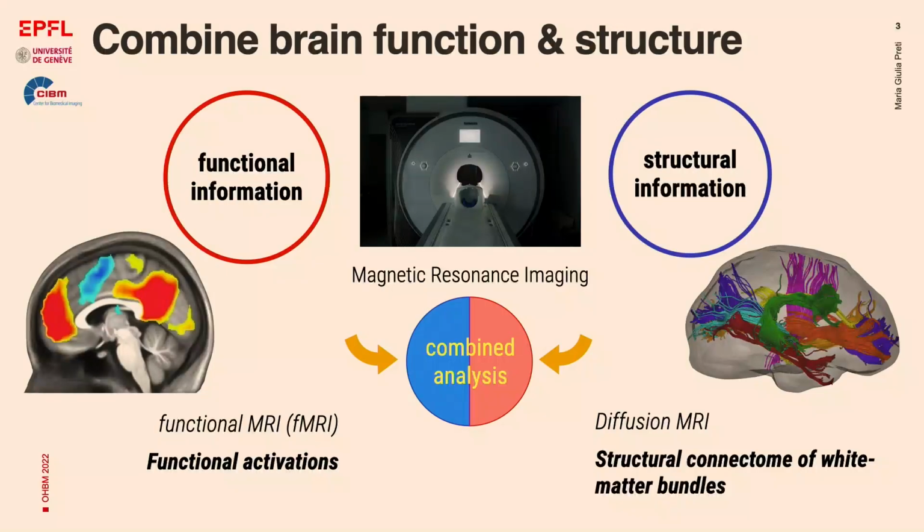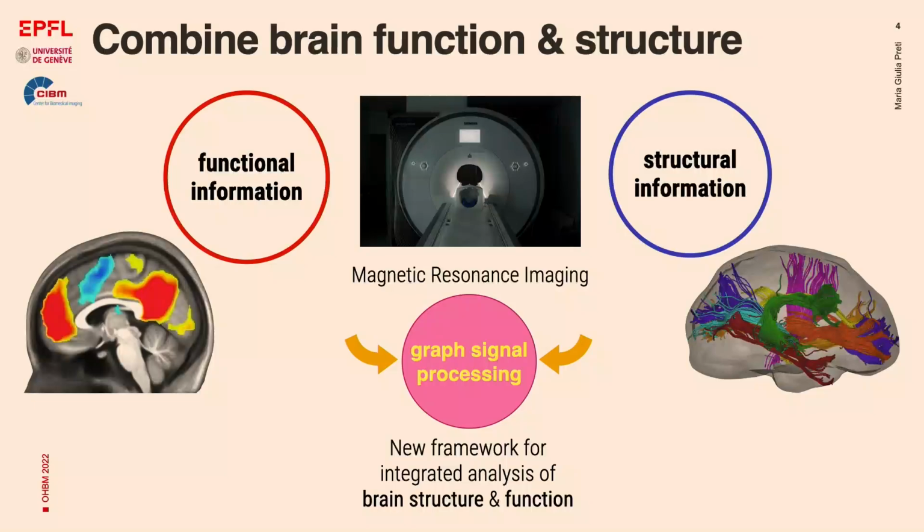So graph signal processing in this context helps you to integrate the two. It's a new emerging framework that was only recently applied to the brain, and it's very useful for that, as you will see. But how does it work?